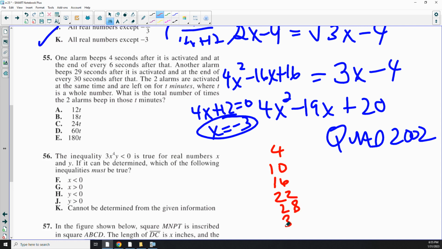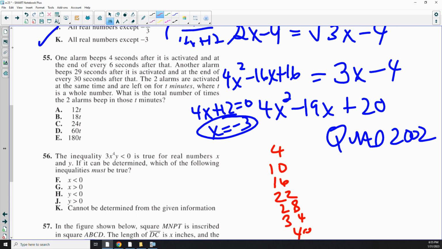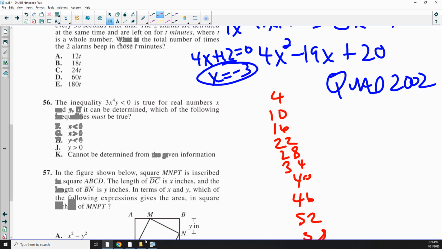So I keep adding 6. And what am I doing, y'all? I'm counting how many times it goes off in a minute. So there it is. After 58, I'm done. So that would be 3, 4, 5, 6, 7, 8, 9, 10 times in a minute.